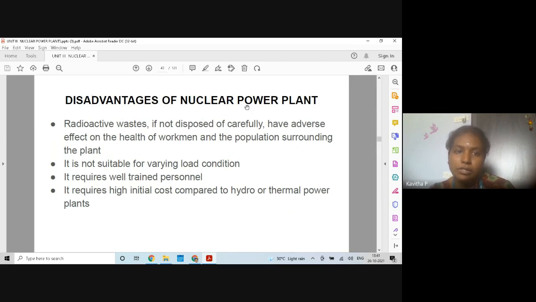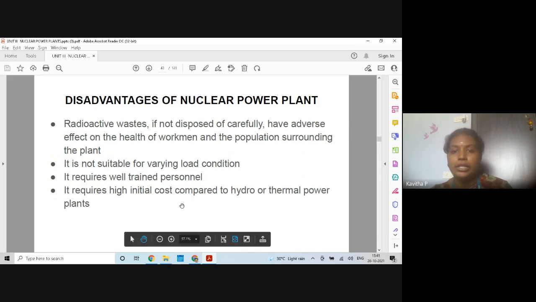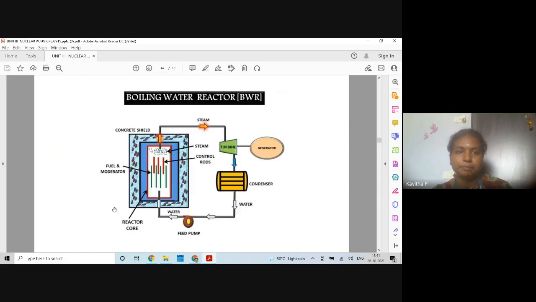And the disadvantages of a nuclear power plant are the disposal of the radioactive waste, which has to be done very carefully, following all the precautions and protocols. And it is not suitable for varying load conditions, and it requires well-trained personnel who have good knowledge of nuclear power plants and the basics of nuclear engineering. It also requires a high initial cost compared to thermal power plants, mainly for the protection that is required for the reactors in order to arrest the radiations.